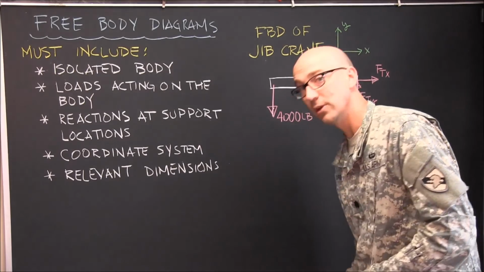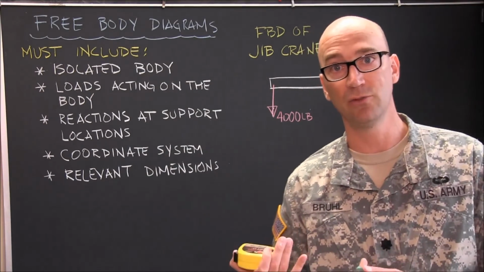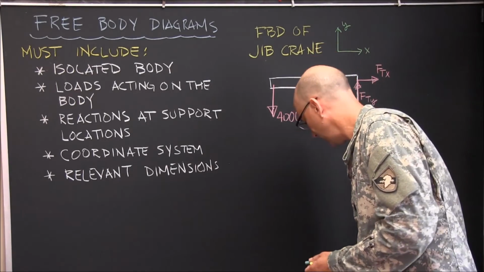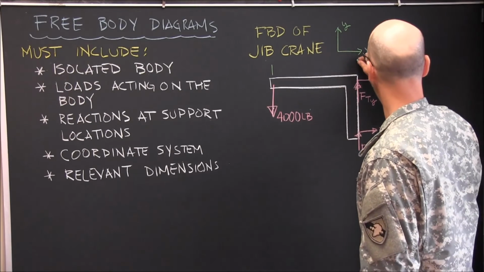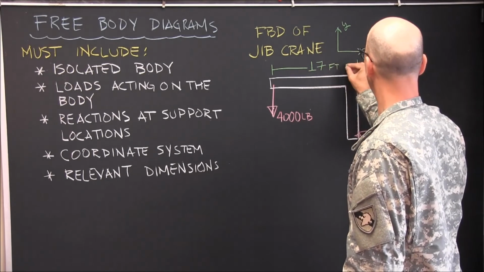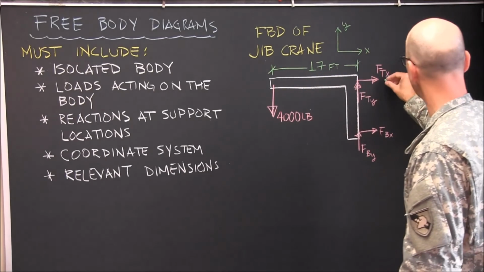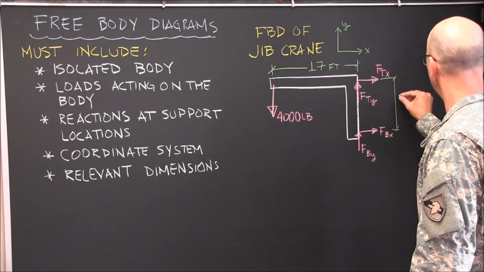So we could either use our tape measure, go back out to the jib crane and measure it ourselves, or we could pull down the user's manual. Either way, we can find out that the dimension from the very end of this jib crane to the pin is 17 feet. And the distance between the two pins is 7 feet.